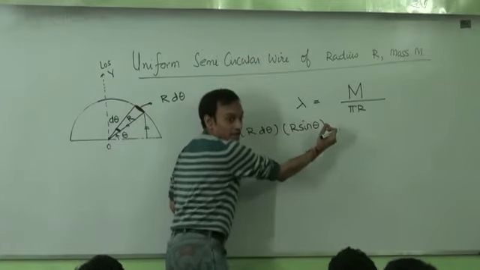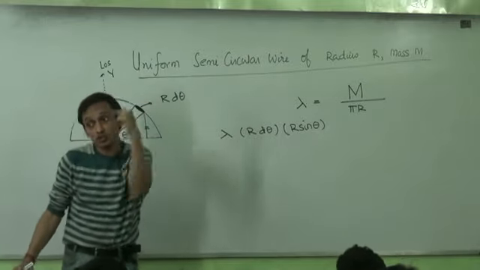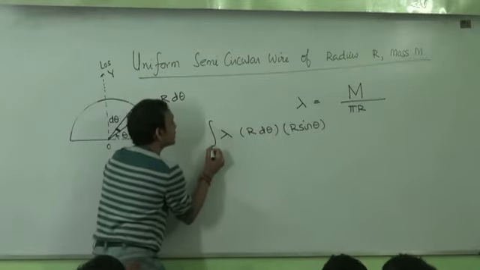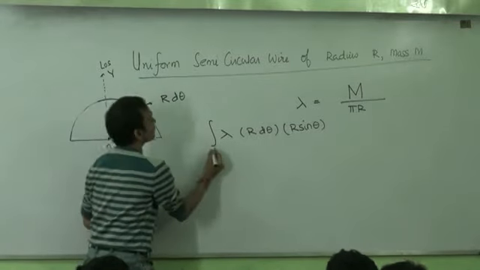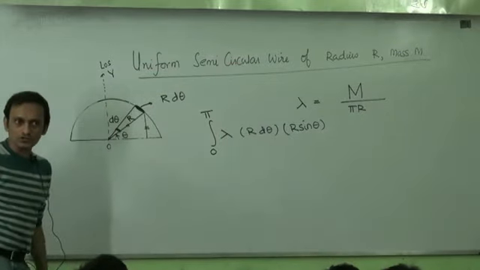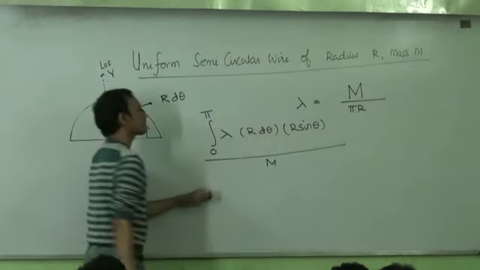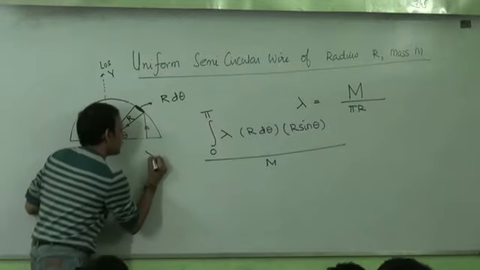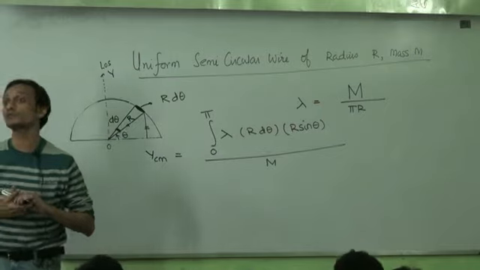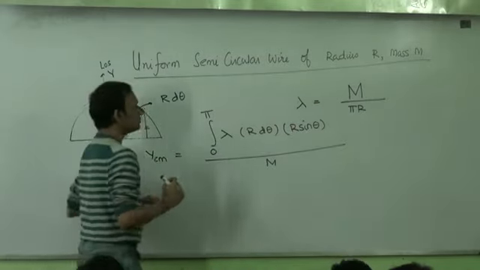So this is mi into yi for the element. We need to sum up all the mi yi's. Summing up all the mi yi's is like saying integral of this, where theta runs from 0 to pi, divided by the total mass, which is m. That's going to give me the y coordinate of the center of mass of this uniform semicircular wire.